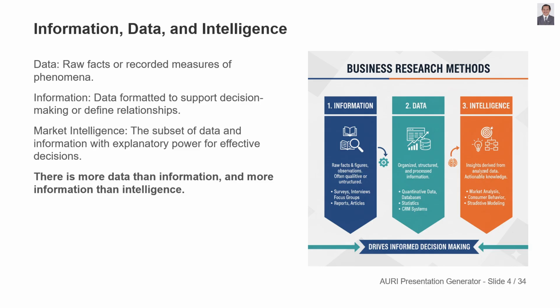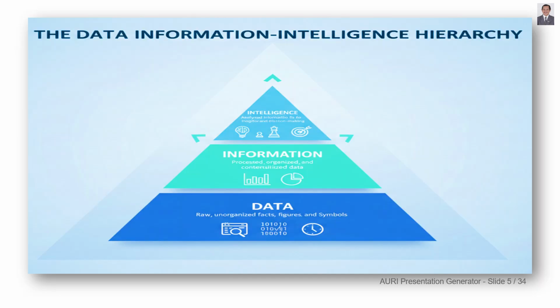It is helpful to imagine a funnel. We start with a vast quantity of raw data. This data is processed into information. Finally, that information is refined into actionable intelligence. This exhibit clearly illustrates the hierarchy among data, information, and intelligence.